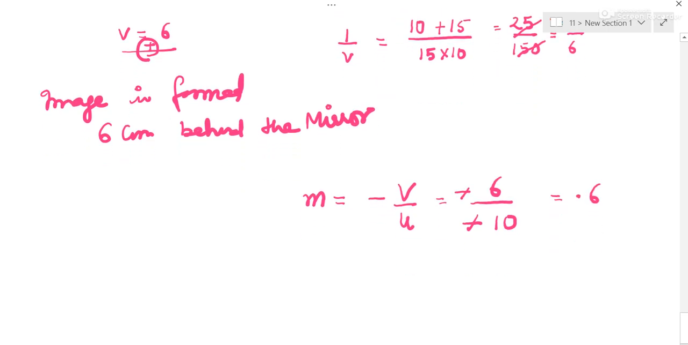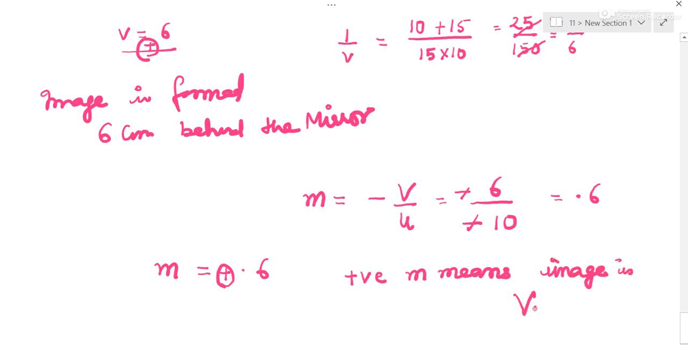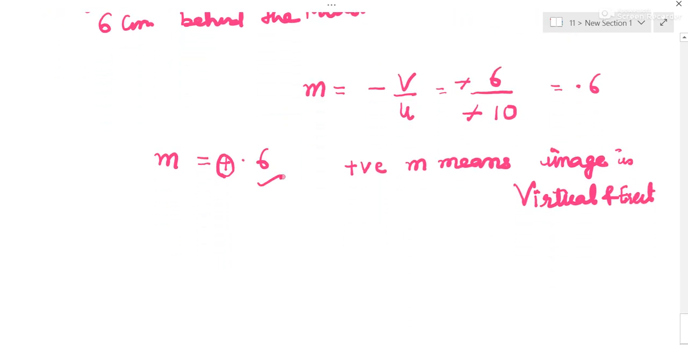So the magnification is 0.6. So the magnification is positive, no? Positive magnification means positive m means the image is virtual and erect. That is the nature. And because it is less than 1, the image is diminished.